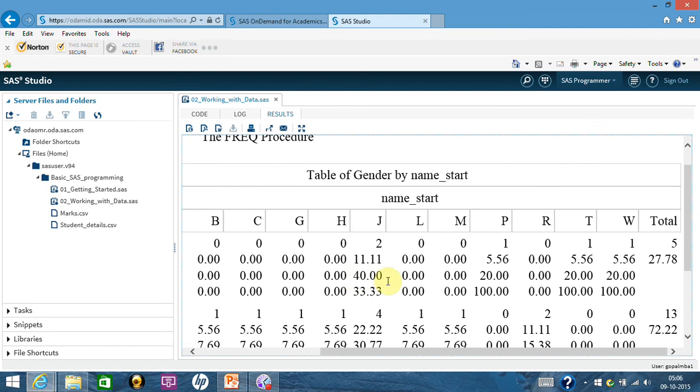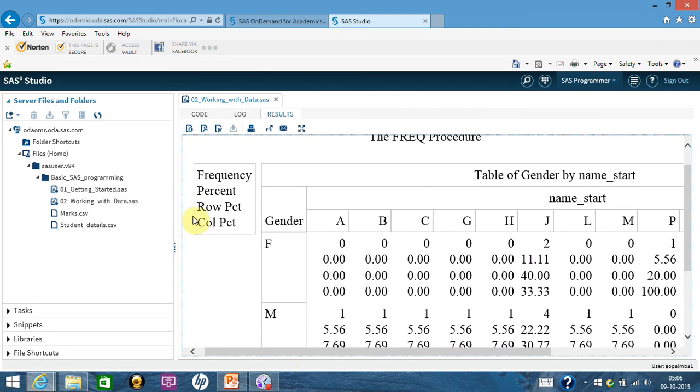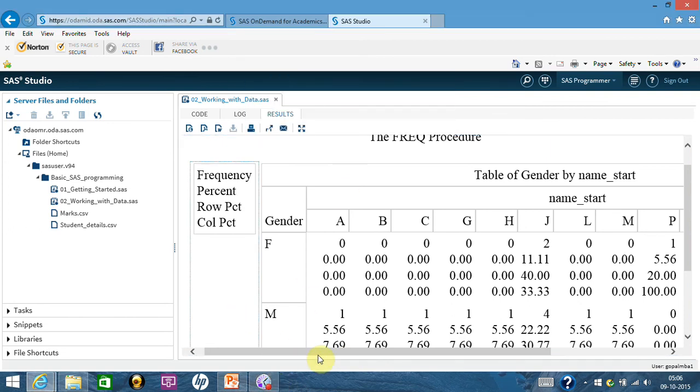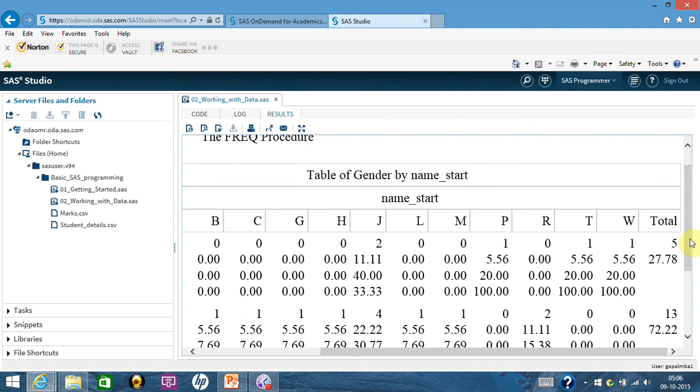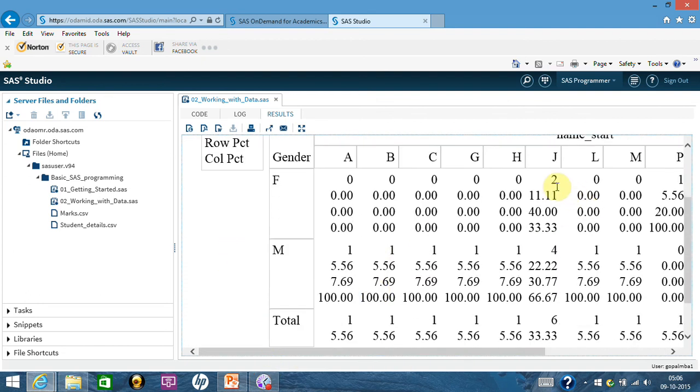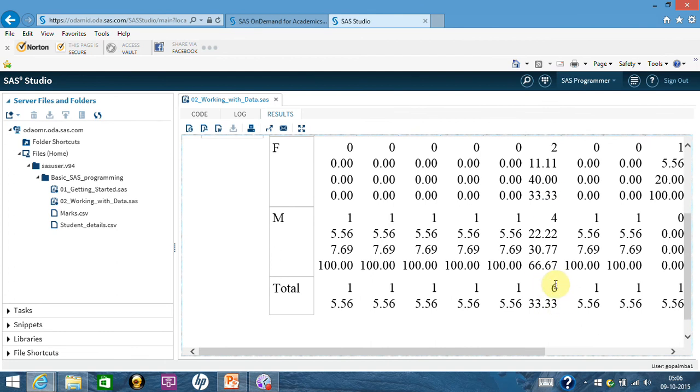Now what is this 40%? Again, take a look here. It is saying row percentage. How is it coming to 40%? You have 5 people total, you have 2 here, and 2 divided by 5 gives you 40%. And what is this column percentage? If you think of it, you have a total of 6 people here, so 2 divided by 6 gives you a column percentage of 33.33. That's how it is being printed for each and every cell.